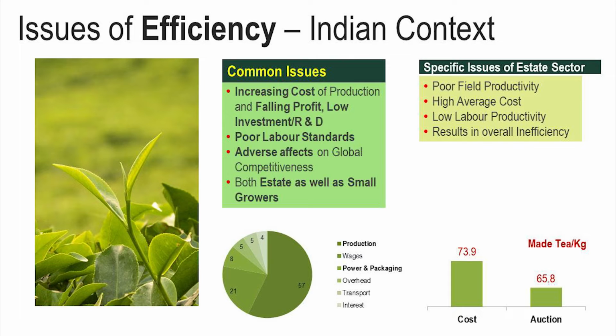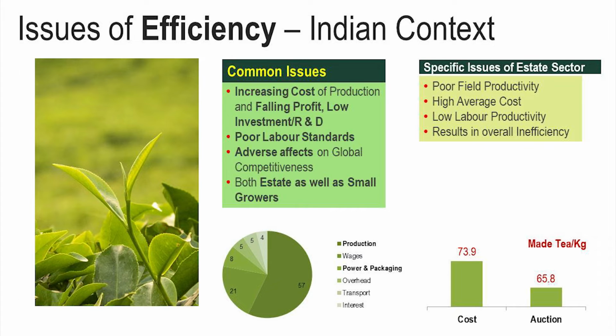Besides these common concerns, we also have specific issues of the tea estate sector. One of the most important issues for the tea estate sector is poor field productivity. As I have said, field productivity, that is, the product that we get in the field, the yield rate, is very, very low, and it leads to high average cost per kg. It also results in low labor productivity, and all these things together result in overall inefficiency. These are the specific issues of the estate sector.